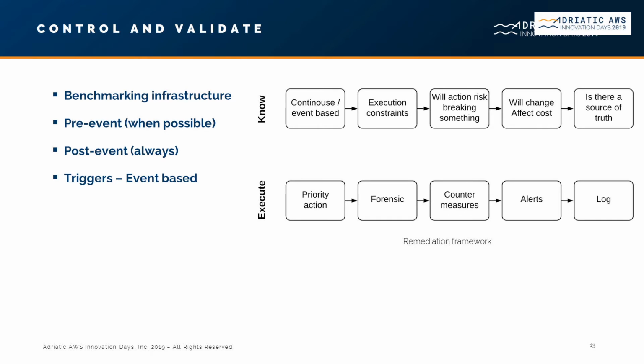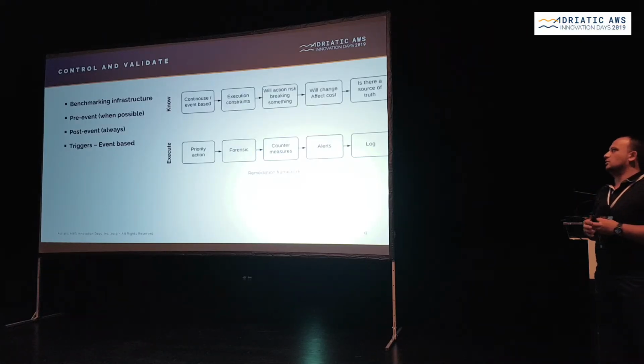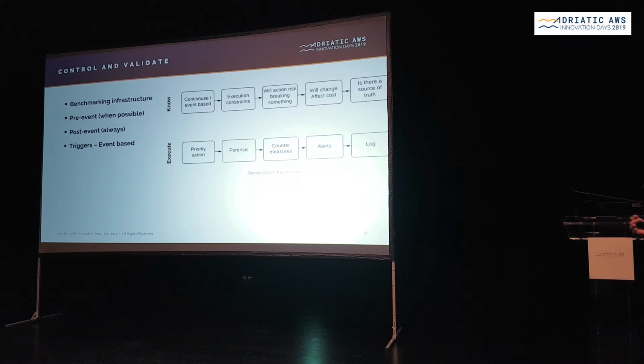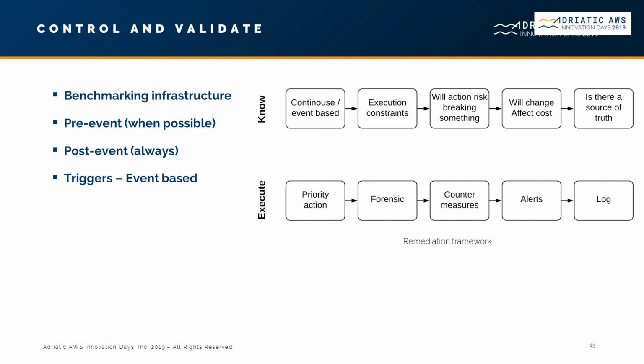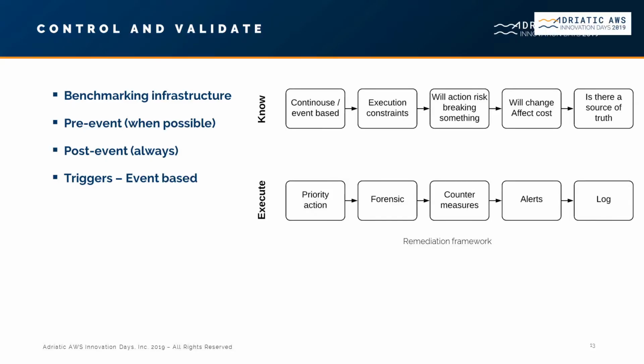Okay, so for control and validate, what you need to do is benchmark your infrastructure to have your base point, to see which rules you need to accomplish, and to think about some kind of framework which you want inside your organization. Then take action before something occurs, so pre-event, and of course when it's possible. Also post-event, you always want to react to events inside your AWS account, and to have automation triggered based on different kinds of events inside the AWS account.